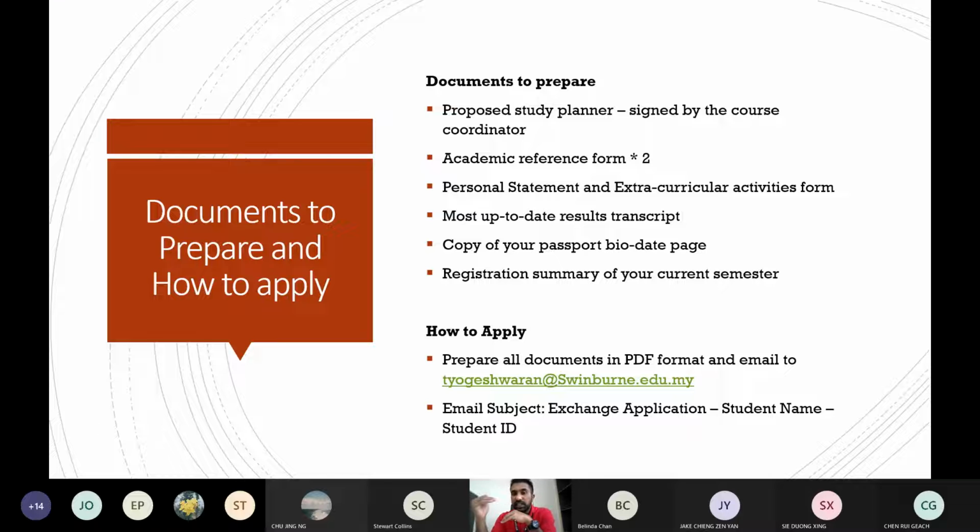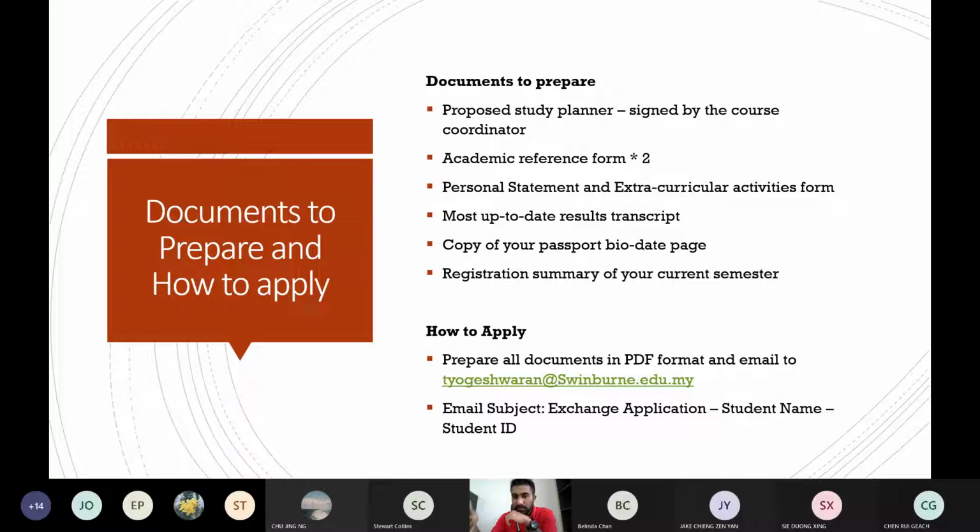The first document, the proposed study planner, is basically a form that you will fill up saying what units you're going to do in Melbourne. For this, you need to talk to your course coordinator first and make a plan with them about what subjects you can do, because every student studying here has a study plan that they are following: which semester, which units you're going to do, and which are the prerequisite units. So you need to discuss with your course coordinator to get an idea of what units you can do when you go to Melbourne, which can be exempted when you come back. So you have to talk to your course coordinator about it, okay?